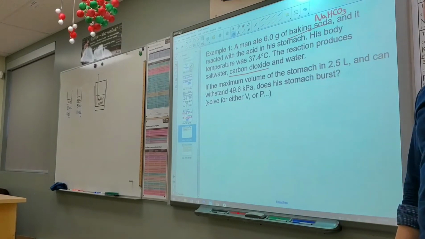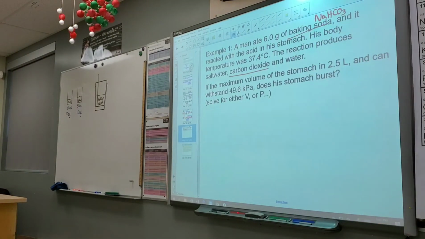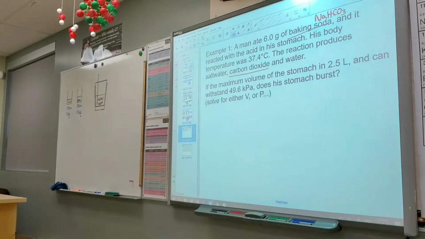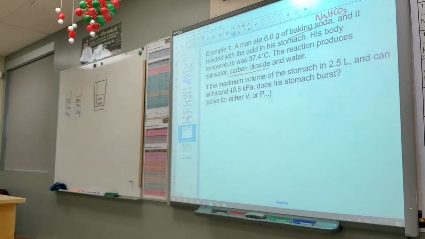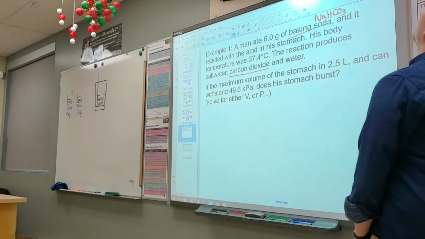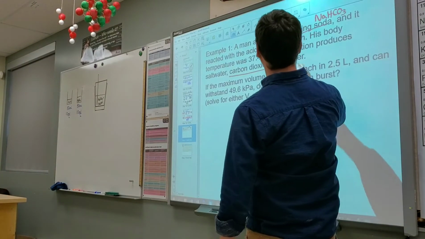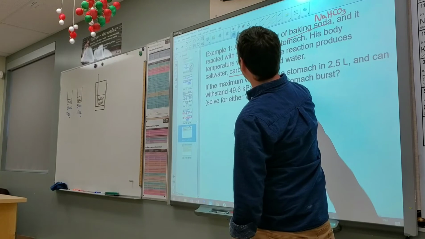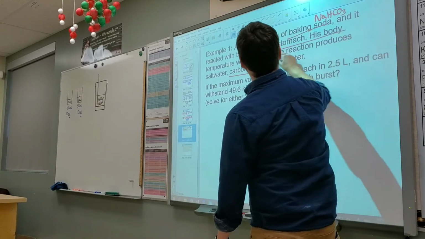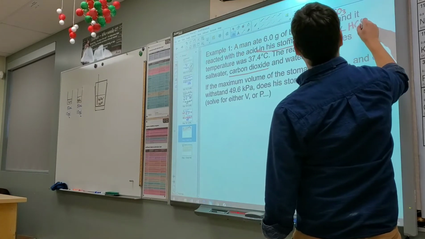Sodium hydrogen carbonate. That's baking soda. Sodium bicarbonate. What's the acid in your stomach? Bio 20 people? Yeah, it's hydrochloric acid. Is it actually? Yeah, the acid in your stomach is hydrochloric acid.